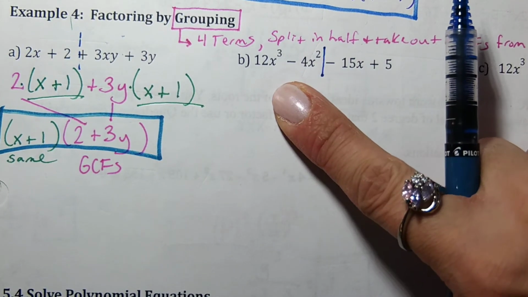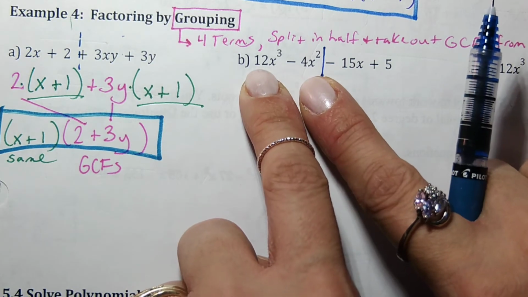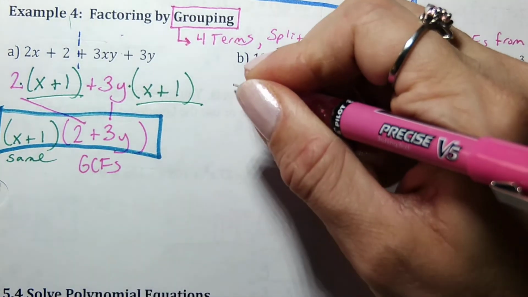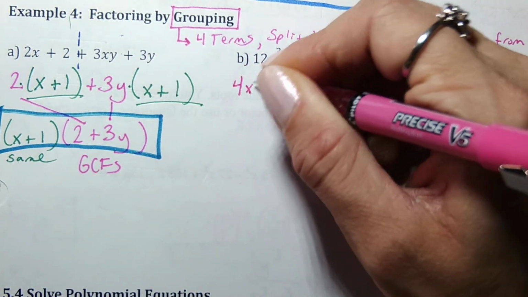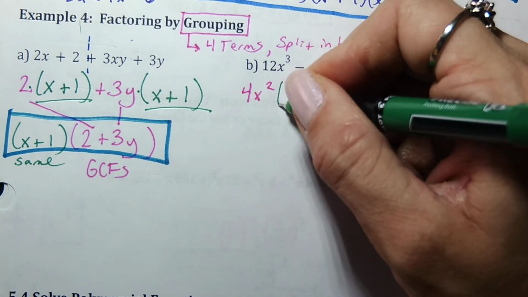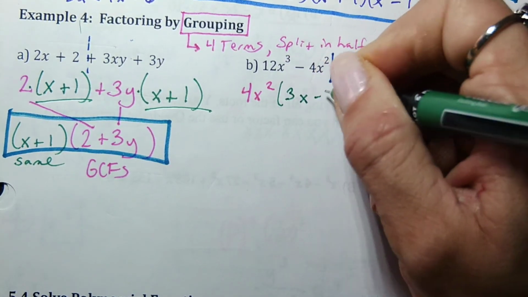So what's my GCF number-wise for 12 and 4? 4. So 4 and then an x squared. Wonderful. The biggest number and the biggest variable that we can take out of both. So take a 4x squared out. That leaves me with 3x minus 1.